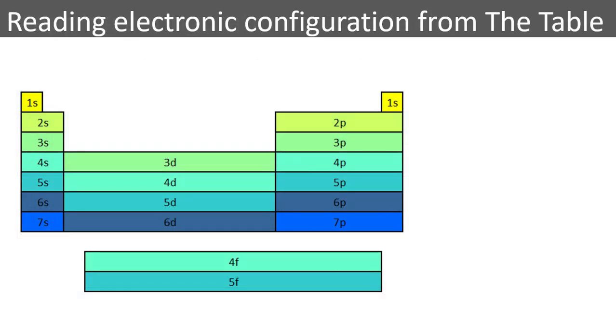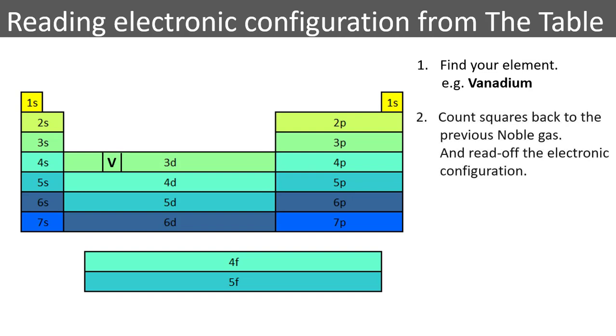By thinking about the structure of the periodic table in this way, we can realize a much simpler way of determining the electronic configuration of an element. We can, in fact, read it directly from the table, and here's how. Suppose you want to find the electronic configuration of an element. Suppose we choose vanadium. First of all, we have to find vanadium on the periodic table. And then we need to count backwards through the spaces of the preceding elements until we get back to the next preceding noble gas. And that's your configuration.